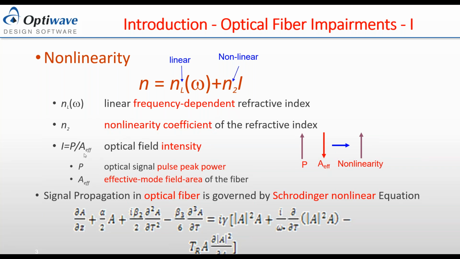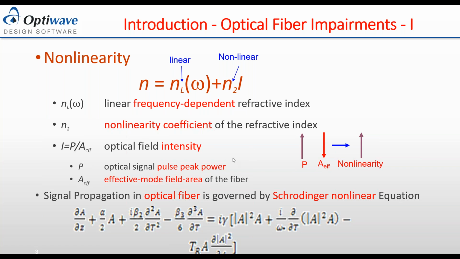So as you see, the intensity is related to the peak power of the pulses or the CW light propagated inside the fiber, divided by A effective, which is the effective mode area of the fiber. If you decrease A effective, you increase the intensity, thus you increase the nonlinear refractive index, and thus you have more nonlinear effects in the fiber. The same thing is true if you increase your power level: you increase your intensity, and thus also increase the nonlinear refractive index, and hence you're going to have more nonlinearity in the fiber.